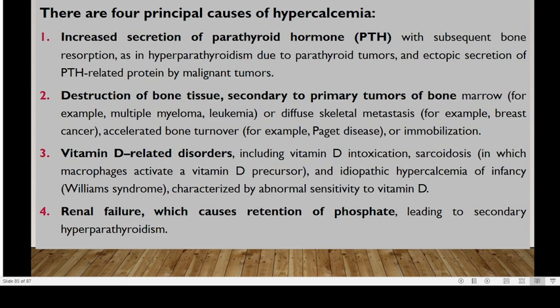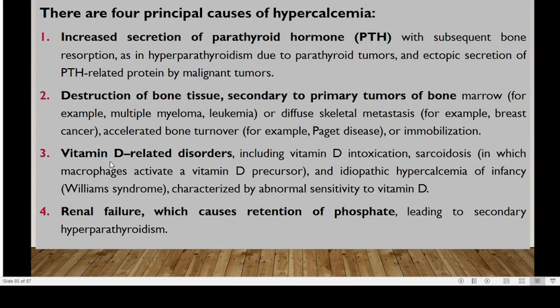Lastly, we have the four principal causes of hypercalcemia. Hypercalcemia, an increase in calcium, could be due to increased secretion of the PTH hormone, because this normally increases osteoclastic activity, leading to destruction of bones and a simultaneous increase in calcium in the blood. You could also have destruction of bones secondary to primary tumors, like Paget's disease and breast cancer.